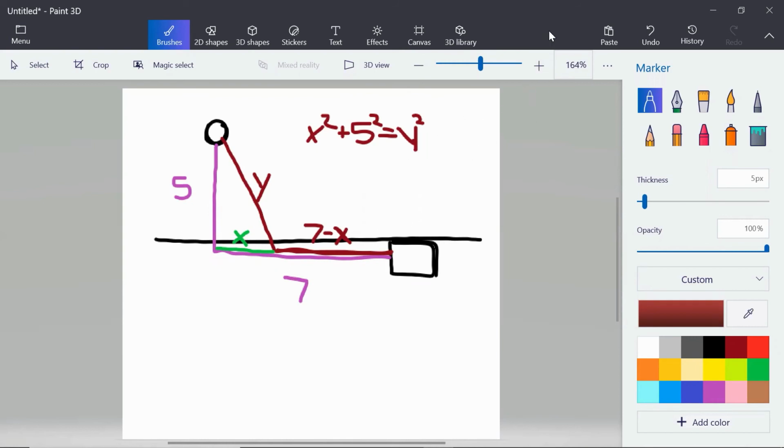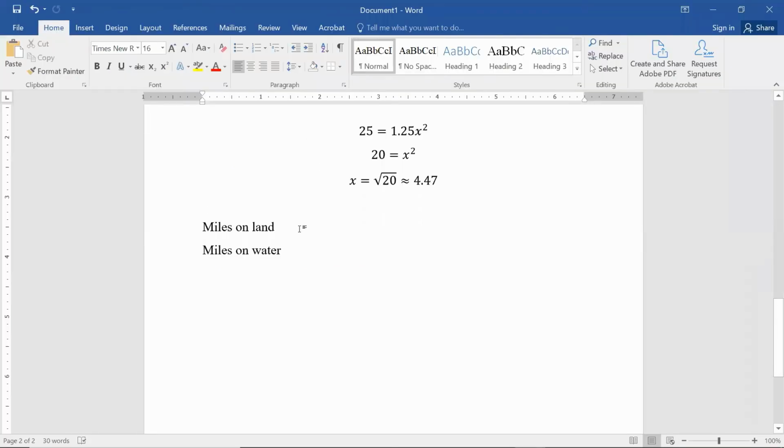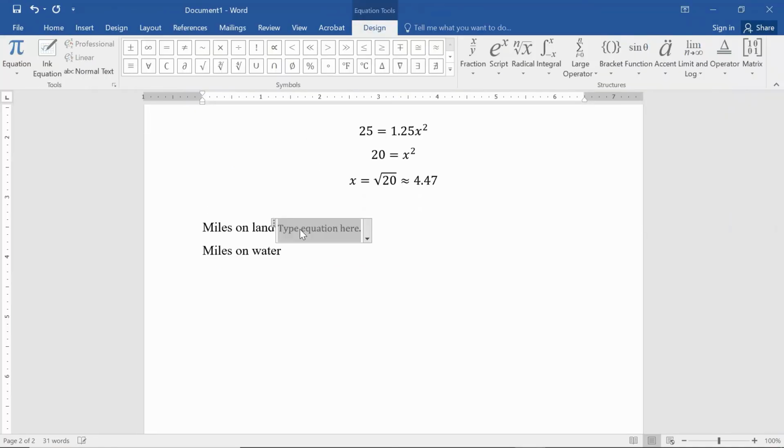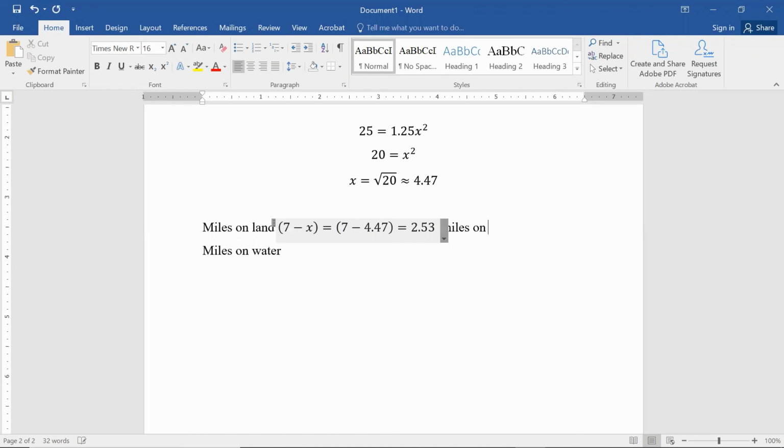Let's do that algebraically. Algebraically, the miles on land, 7 minus x. We now know that x is about 4.47 or square root of 20. So the number of miles on land is 2.53 on land. So about 2.53 miles on land. If you wanted to be more specific, it's 7 minus square root of 20 miles on land.